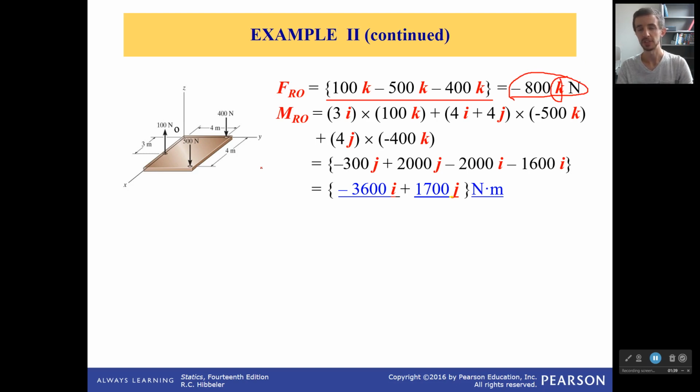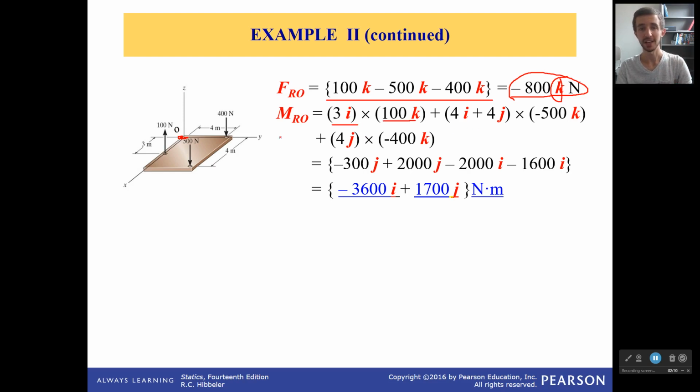Now, we've got to figure out what the moment is going to be, or we're going to move all of these to the origin. Okay? Move all of them to the origin. So, for the 100 Newton force, I'm going to move it 3 meters in the i direction. So 3i cross 100k. Luckily for me, I don't have to do a cross product because there's only two components. It's more or less just a scalar approach, just being fancy.